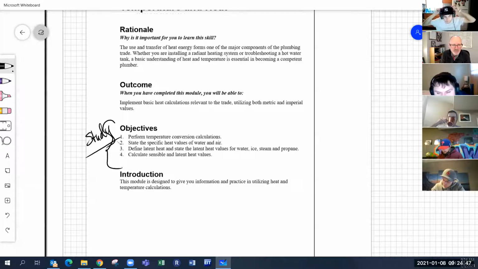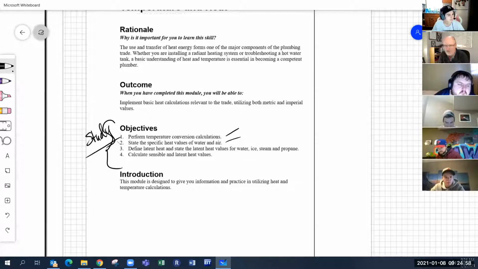These objectives are telling you: perform temperature conversion calculations. Pretty easy stuff. We'll go over it really quick. We're going to state specific heat values for water and air. We're going to define latent heat, state the latent heat values for water, ice, steam, and propane. And we're going to do calculations of sensible and latent heat values. Okay, so that's what we need to do. And we might not get to all of them today, but that's okay. We're going to start.